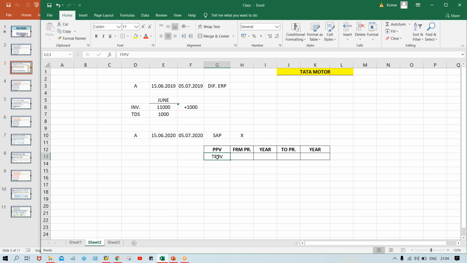Once we have created the posting period variant, guys, after creation it is going to be assigned, linked with the company code. So this posting period variant got created and it is going to be assigned with the company code. Now, against this posting period variant we have options to open and close the period.